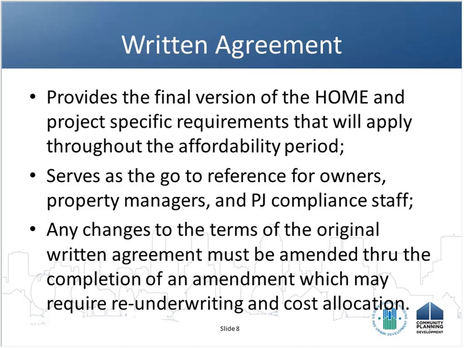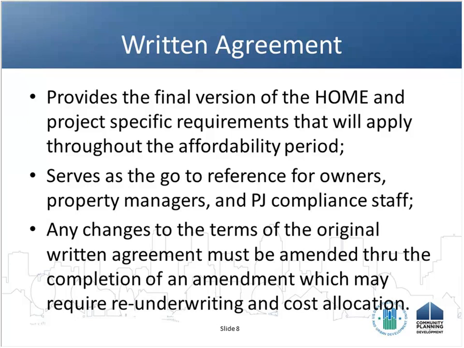So the written agreement is where we're memorializing what has been negotiated as part of our funding agreement. So you know, we've had a developer, we've had a CHDO that's requested HOME funding for a rental project, and the PJ has gone through their process of underwriting, cost allocation, to determine what the amount of subsidy is that's going to be provided. And as part of that, they're designating the number of HOME-assisted units, setting the number of low HOME units, which we're going to be talking a little bit more about. So that written agreement is where all of that information is really captured.